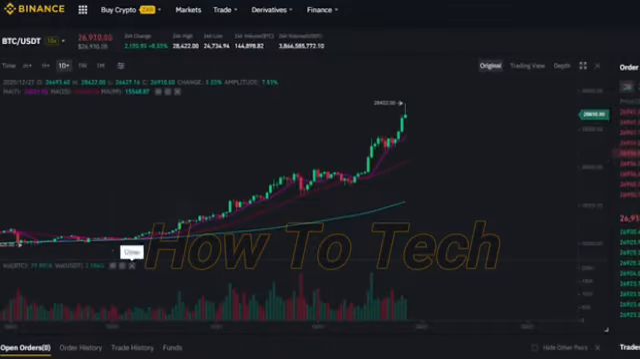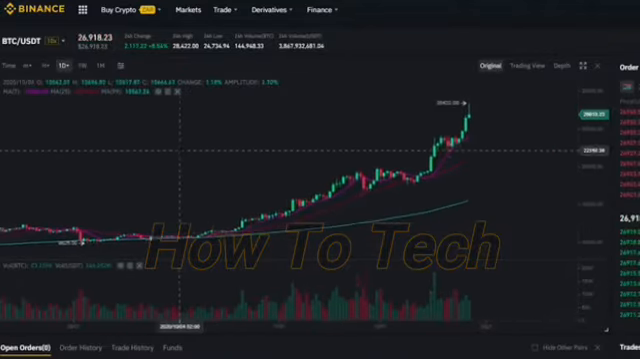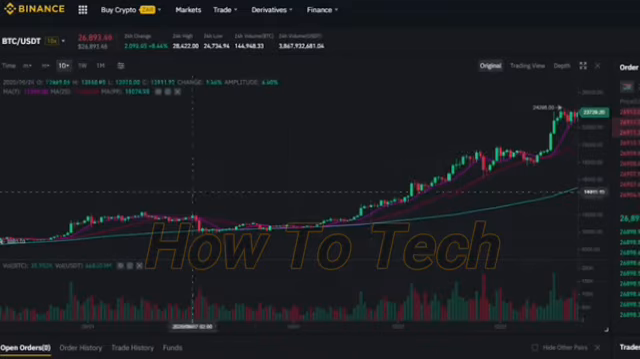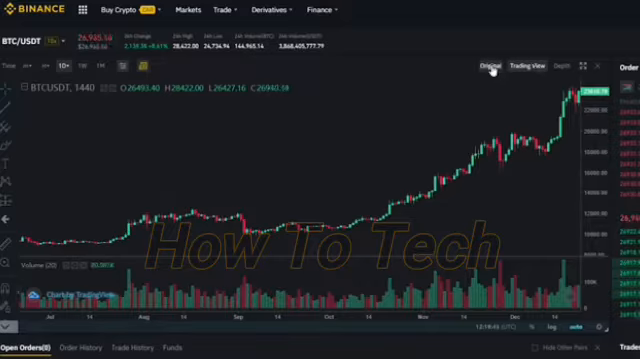And you can see here it says original. Original simply means that this is the default Binance charting, right? And this is not what I recommend that you use. You need to be using this one here, TradingView, right? Immediately you see the difference.